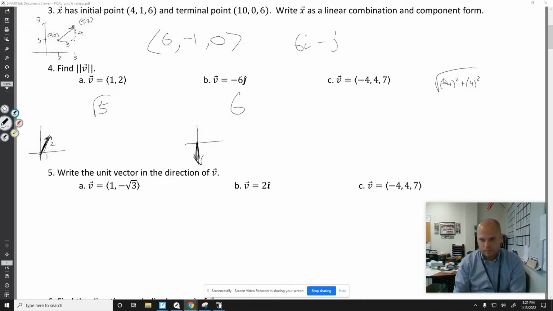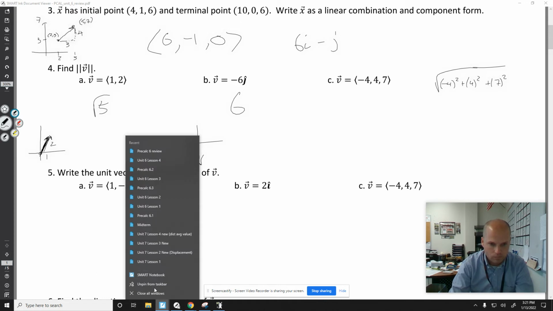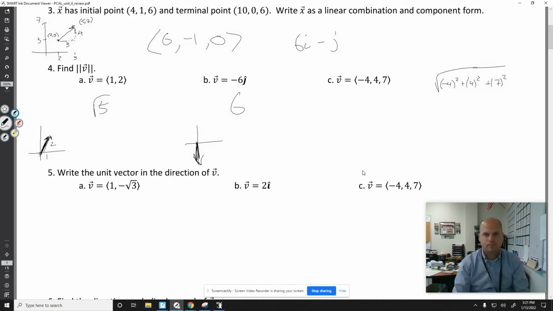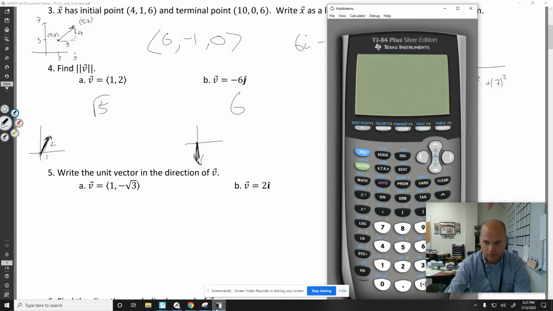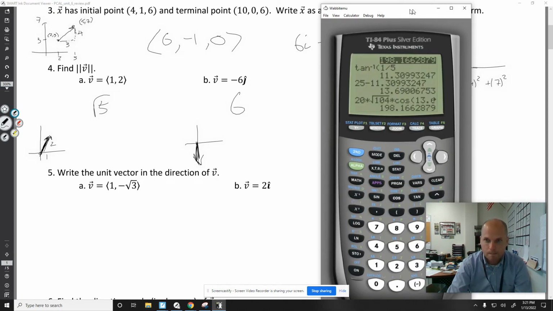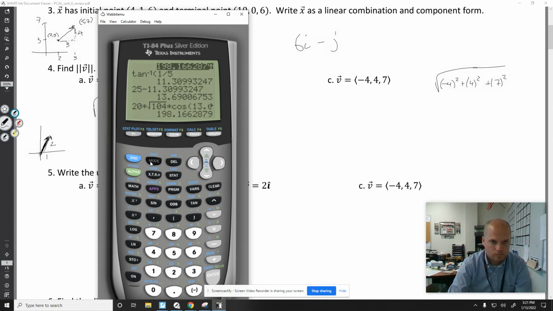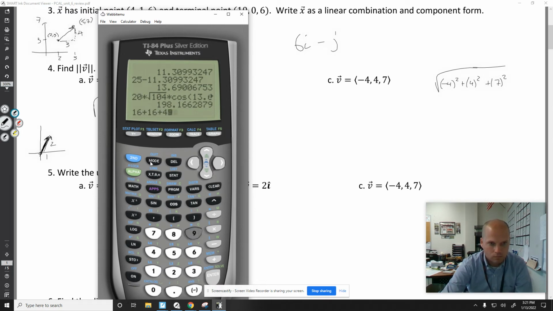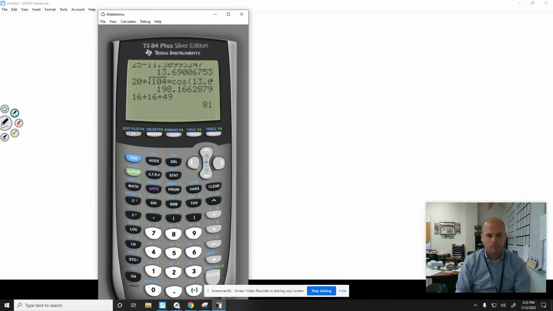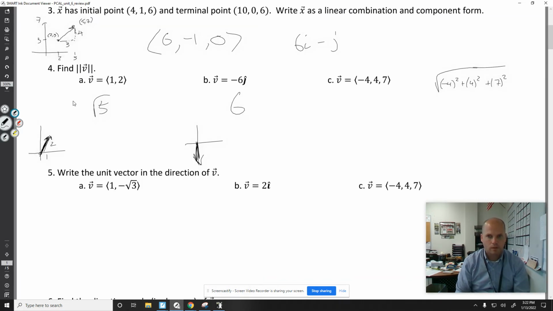You are not given that formula. I will show you the formulas that you will be given shortly, but you won't be given any of these formulas so far. So I got 16 plus 16 plus 49. I'll just use my calculator for that. It's 81. Oh, look at that. Square root of 81 is going to be 9. All right, so that's the magnitude.